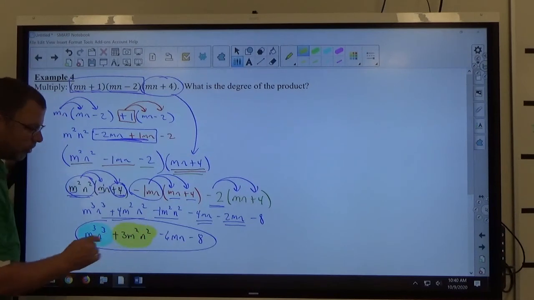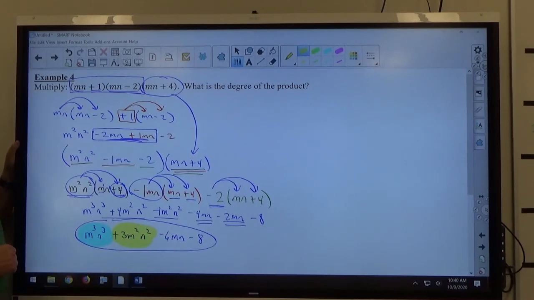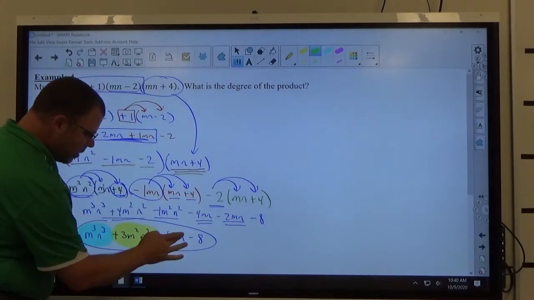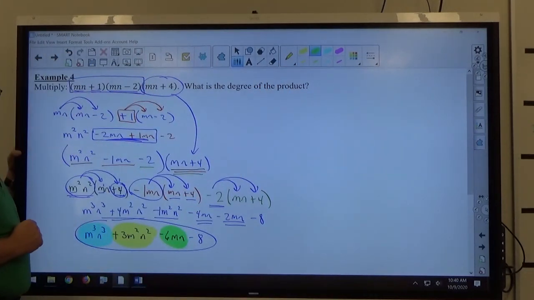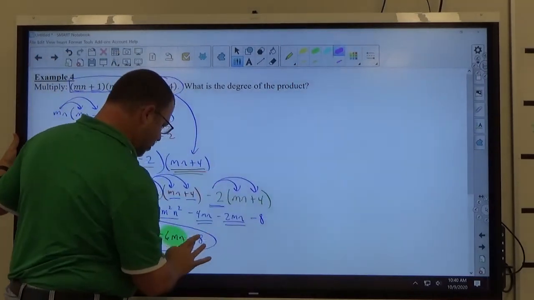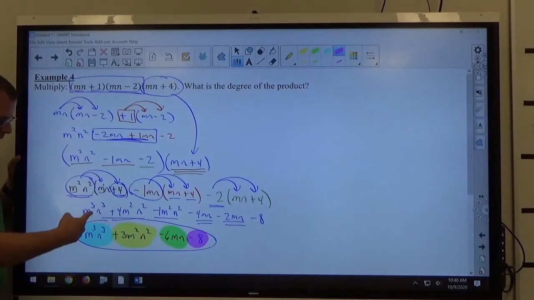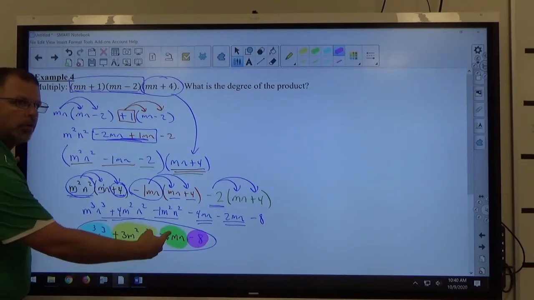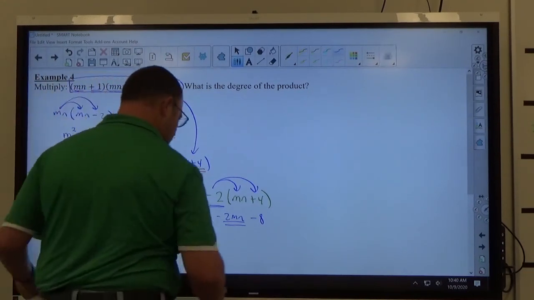Right here, the powers are 2 and 2 for m and n, so 2 plus 2 is 4, so 4. The powers of m and n there are 1 and 1, 1 plus 1 is 2, so that's 2. And finally, this has no letters, so its degree is 0. So we have degree 6, degree 4, degree 2, degree 0. The degree of the polynomial is 6.